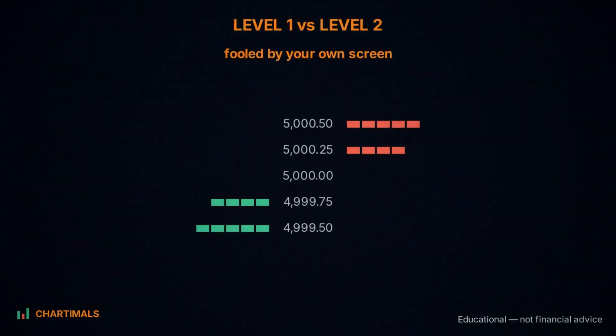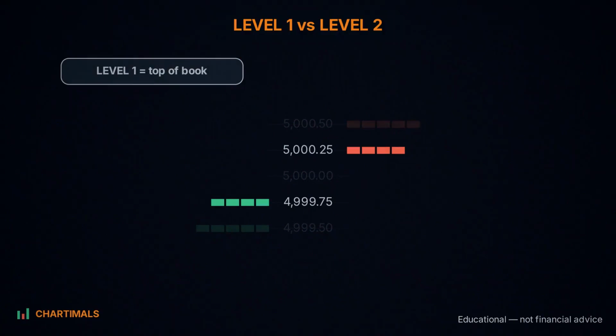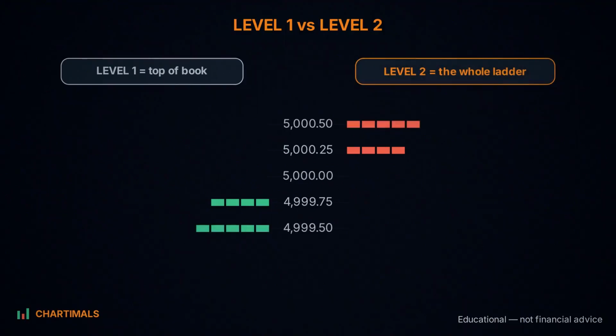Quick gut check, because almost everyone gets fooled here first, and not by the market, by their own screen. Everything I just showed you lives on the full ladder. Level 1 shows only the top row, one bid, one ask, the last trade. Level 2 is the whole ladder, every resting order, many prices deep, and on futures that depth is usually a paid add-on. People stare at level 1, see nothing to read, and decide the order book is useless, when really they're just looking at a closed menu.